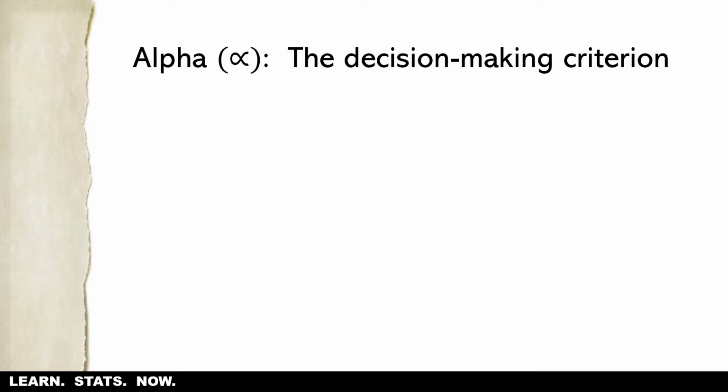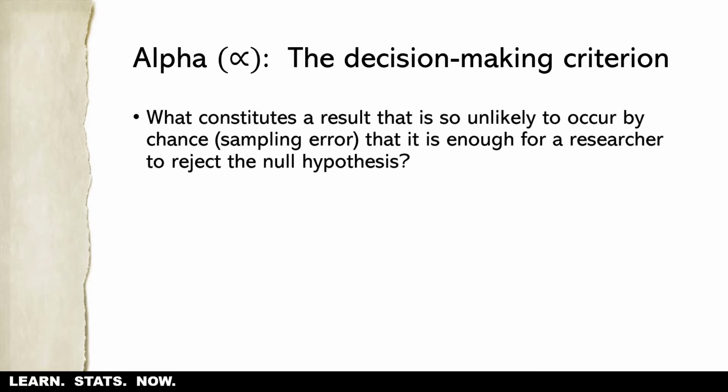Okay, so that's where alpha comes in. Alpha is our decision-making criterion. It really helps us answer the question, what constitutes a result that is so unlikely to occur by chance, and by chance we mean sampling error, that it is enough for a researcher to reject the null hypothesis?